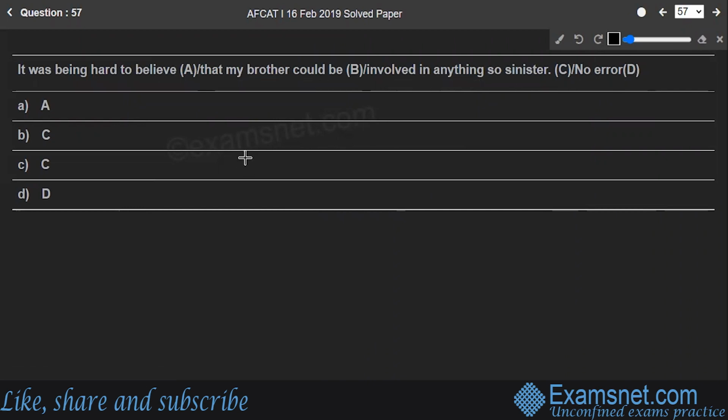Okay. So over here, the answer is it was being hard to believe. Being should be removed over here because two forms of be in a complement should not be used. It was hard to believe that my brother could be involved in anything so sinister. Okay, so option A is the correct answer because this is the part of the sentence which contains an error. The sentence is supposed to be without the word being. Next is question number 58.